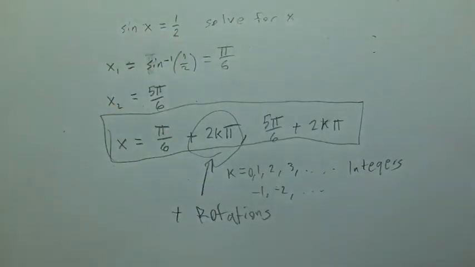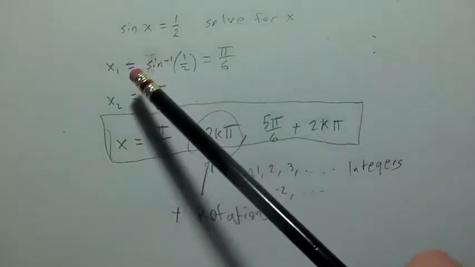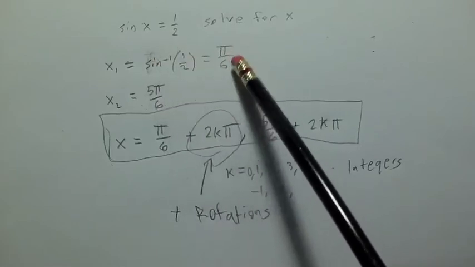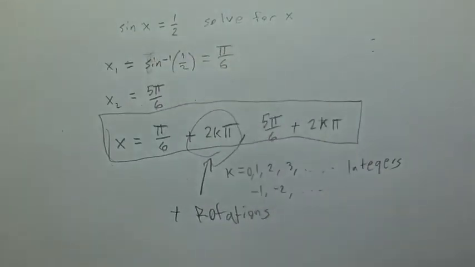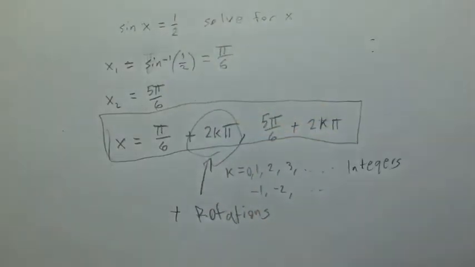Okay. Now I want to mention, a lot of people get confused. Sine inverse is not both of these values. It's just this one. Sine inverse gives us angles that only live between -pi/2 and pi/2, but there are other possibilities that solve this equation.